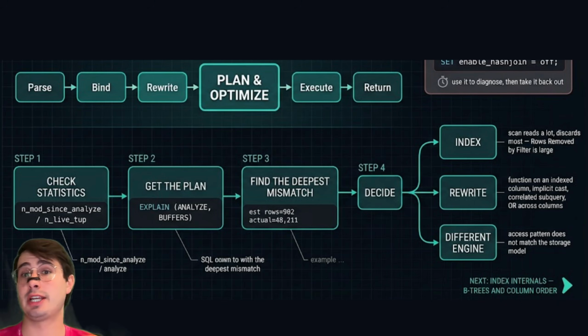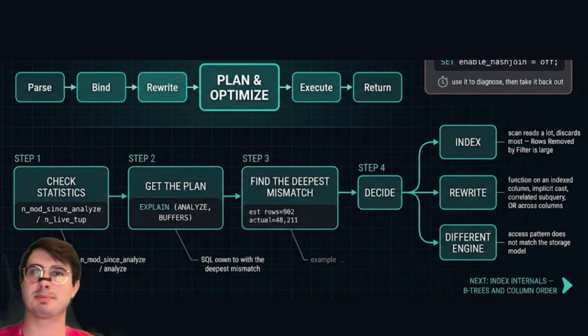So step 1, check the statistics before you touch the query at all. When did this table last get analyzed, right? If n_mod_since_analyze is a meaningful fraction of n_live_tup or last analyze is older than your last big load, run analyze and retime the query before doing anything else, because a third of sudden mystery slowdowns are probably just because you haven't done that analyze in a while.